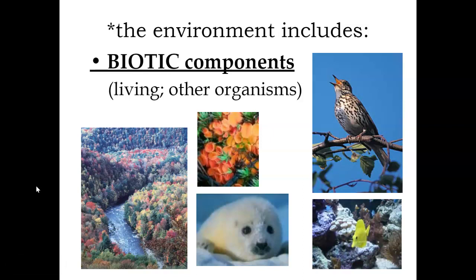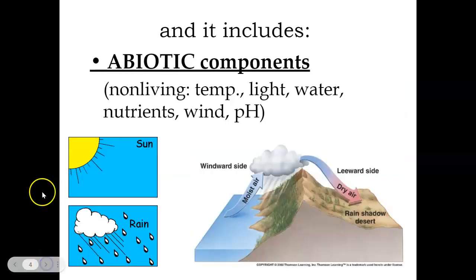The biotic components are known as the living things. So bio means life. Anything alive within that particular environment is a biotic component. So all the animals, all the plants, all the fungi, all the protists, all the bacteria. If it's alive, it's biotic.